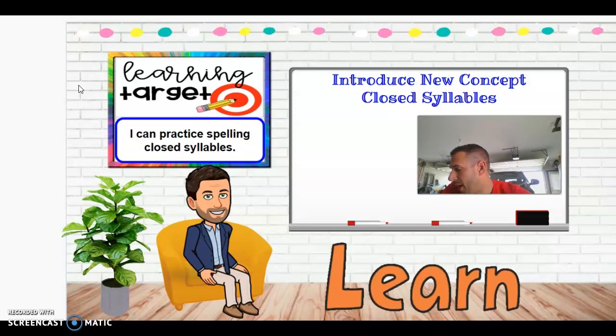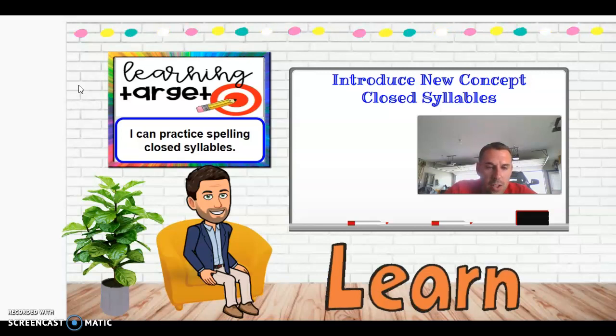So if we have a word with one vowel, such as cat, C-A-T, the vowel is closed in by two consonants. Okay. And that vowel is what we call a closed syllable because it's in between two different consonants. Okay, so it's closed in, kind of like wedged in between the two letters.